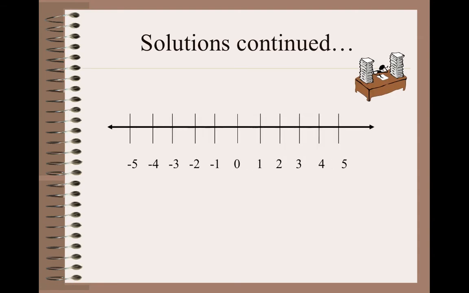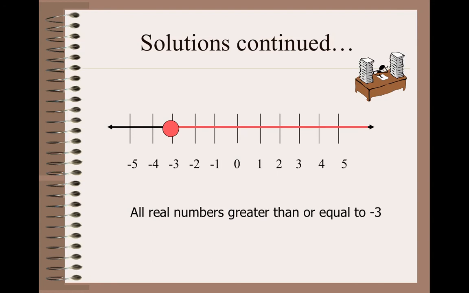Another is this one. So, gawa tayo ng dot ulit. So, that means all real numbers greater than or equal to negative 3. Ganyan yan. Okay, x is greater than or equal to negative 3.